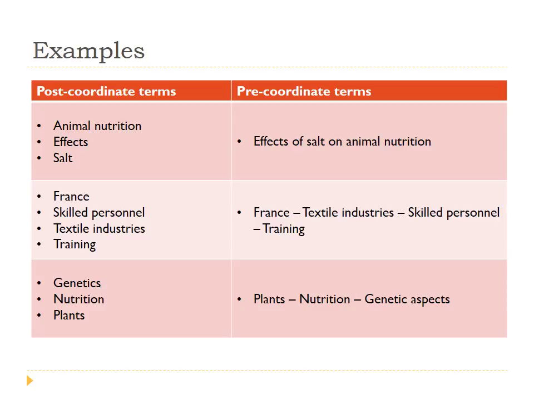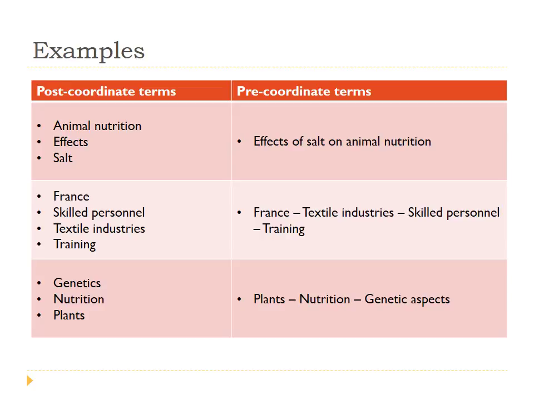Here are some examples of the same concepts expressed in two different ways, expressed in a post-coordinate way and a pre-coordinate way. So here we have, in our post-coordinate, concepts like animal nutrition, effects, and salt. If we had a pre-coordinate term that represented that, it might look something like the effects of salt on animal nutrition. We have post-coordinate terms, France, skilled personnel.